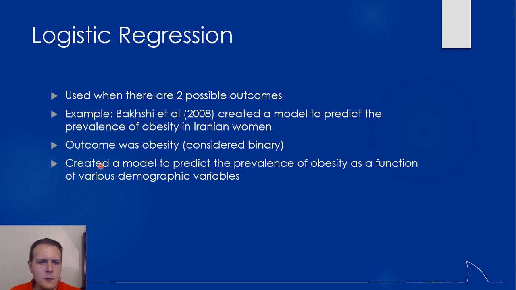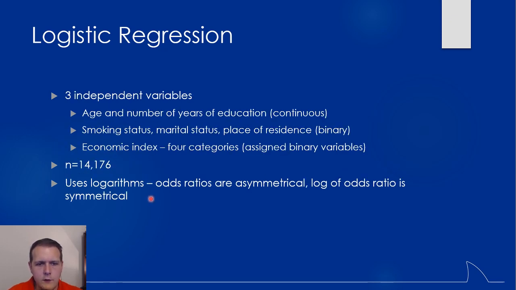And so what they ended up doing was creating a model that predicted the prevalence of obesity as a function of different demographic variables that could have an influence here. So it could be where they lived, it could be if they're smokers, it could be a couple different things, as we will see. So notice here they're using logarithms, and this is because when you develop odds ratios, they typically end up being sort of asymmetrical, but by using the log of the odds ratio, they become symmetrical at that point. And I'll talk about what that means in just a moment.